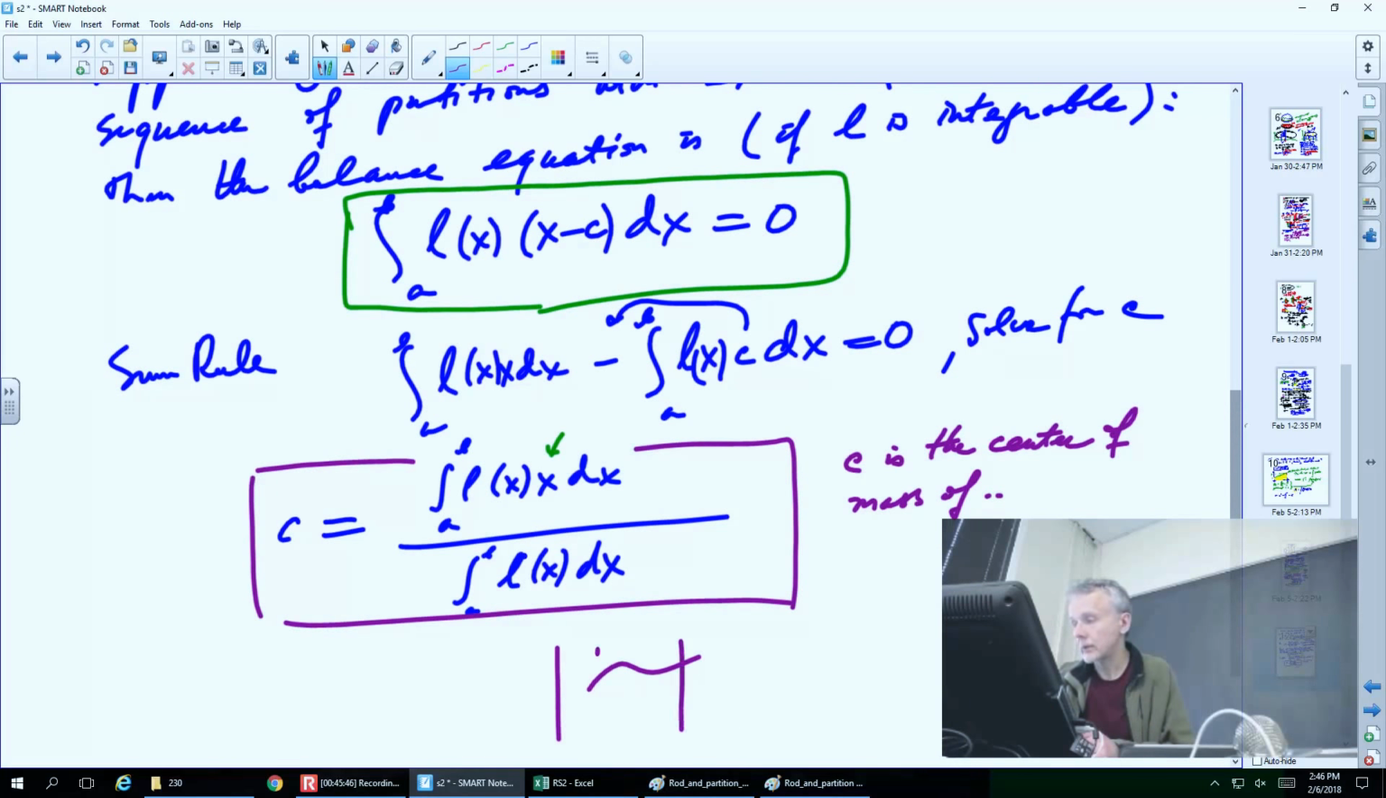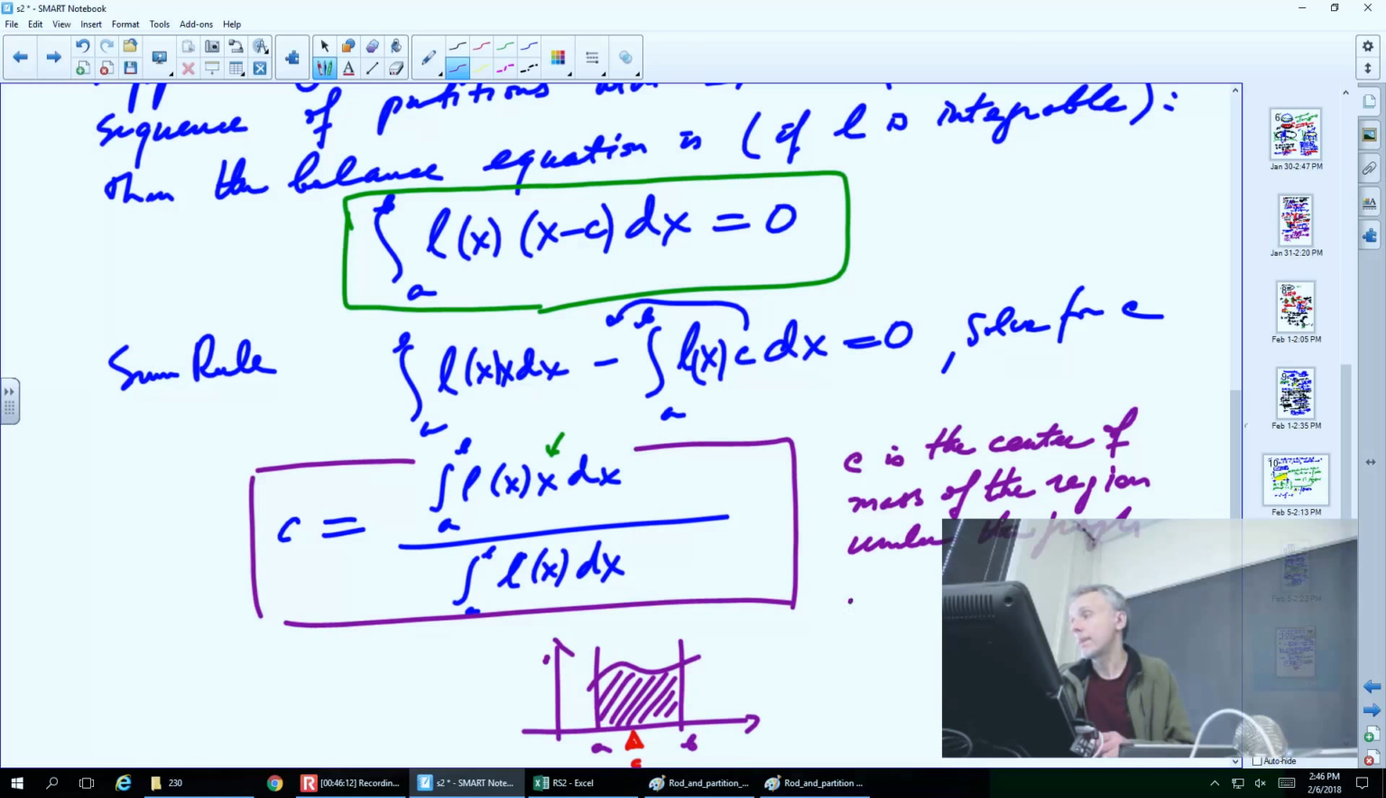This is what I'm talking about. Here are a and b, and we found the center of mass here somewhere. This is my c. It is the center of mass of the region under the graph of the density function.